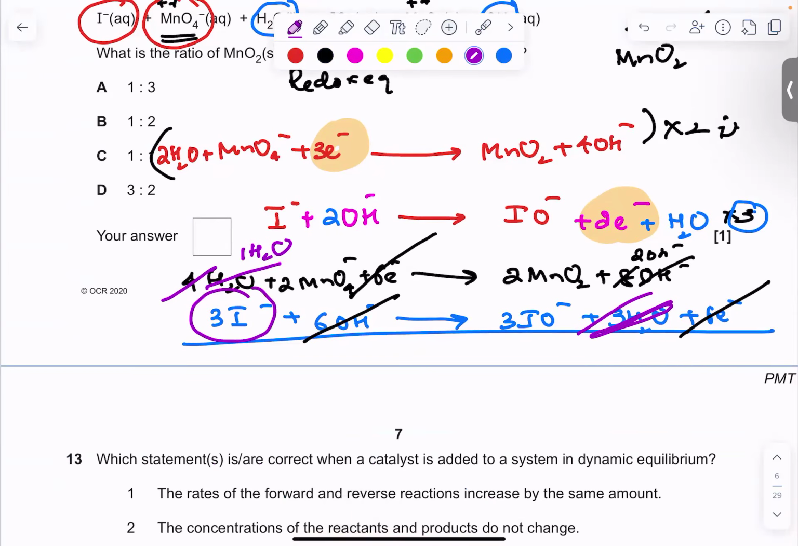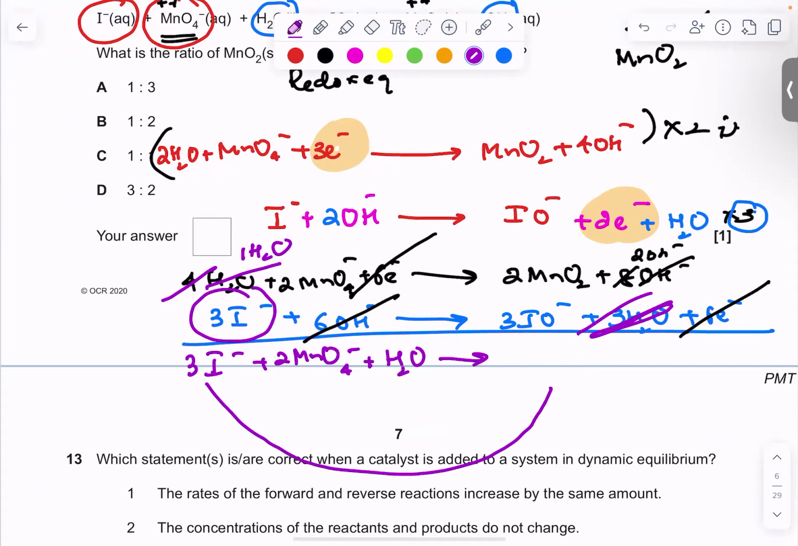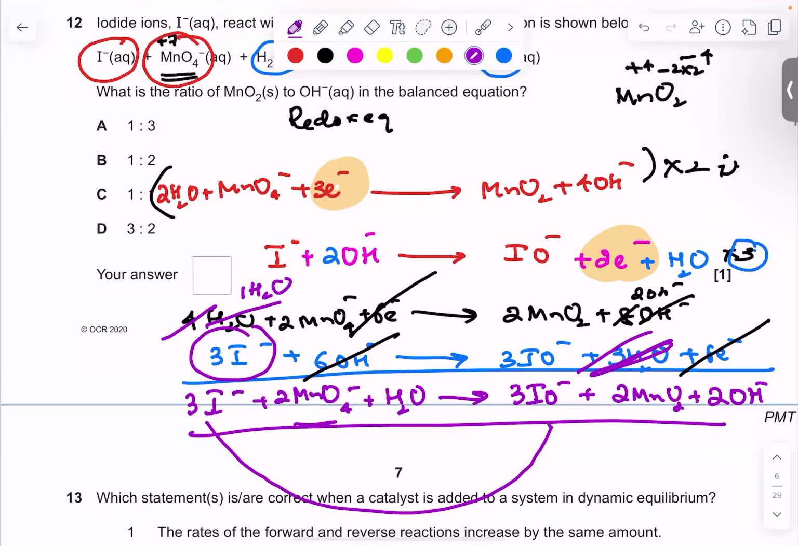I'll write water at the last. So 3I negative plus 2MnO4 negative plus 1 water molecule changes. If I write iodide first, then I'm going to write 3IO negative first. After that, I wrote MnO4, so I will write 2MnO2, and in the end, I will write 2OH negative. So this is our final equation.